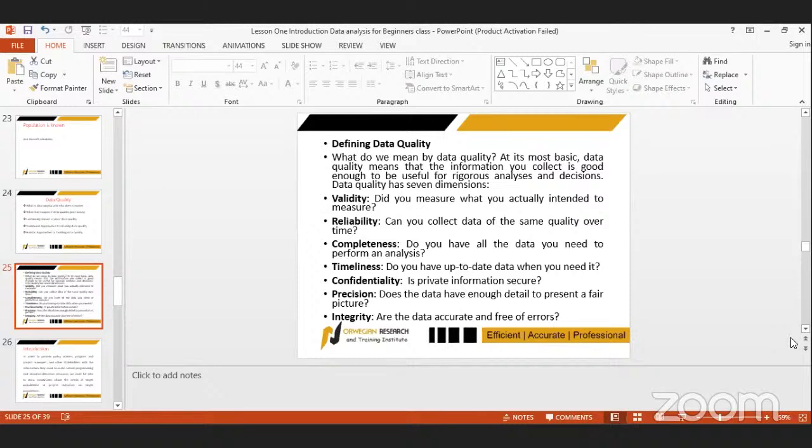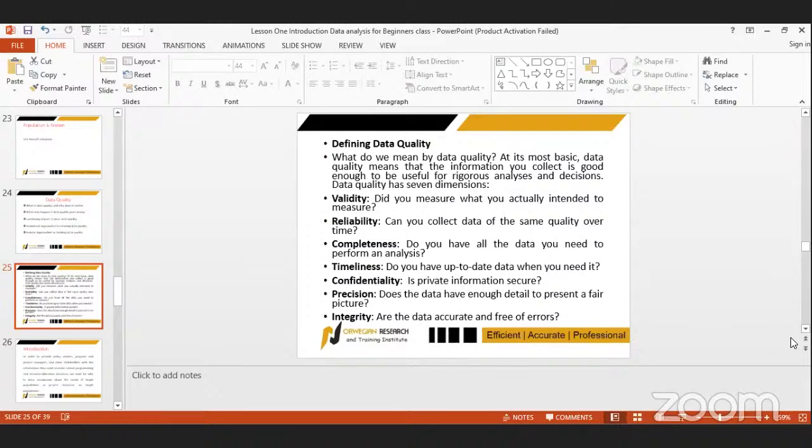Number two is reliability. Can you collect data of the same quality over time again and the results remain unchanged? That is the concept of reliability. And then, like in SPSS, we normally have alpha coefficients to be able to test the reliability and the validity at the same time of the data set or the instrument that we are using for data collection.